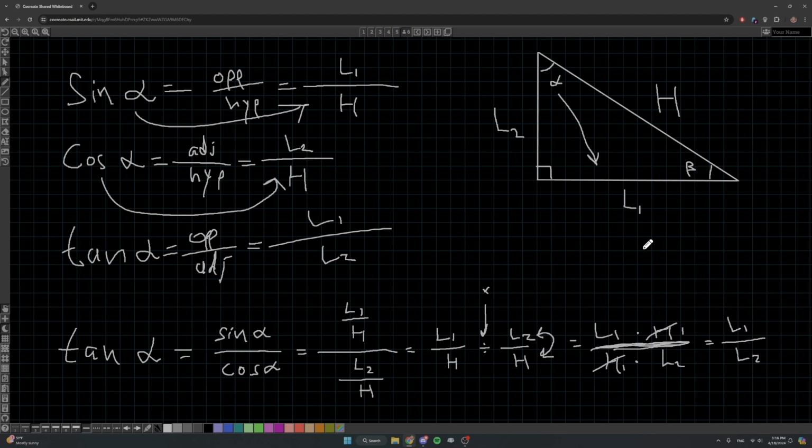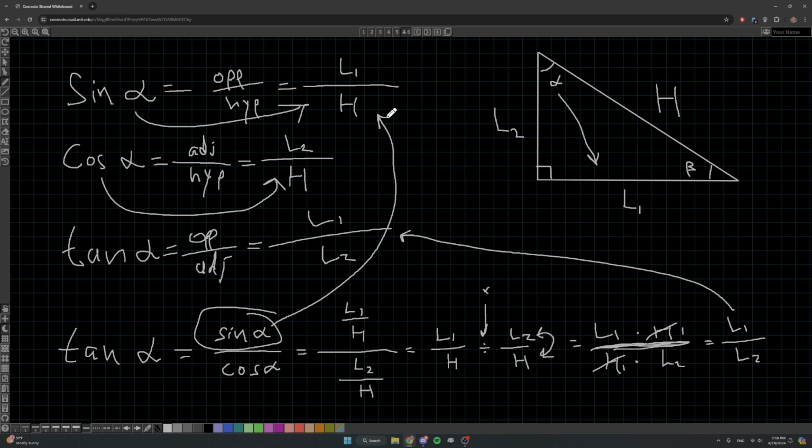So in the case of right triangles, this is very easy to demonstrate. This agrees perfectly with what I've got right here. Opposite over adjacent, L1 over L2. So now I just proved that L1 over L2 is the same thing as sine over cosine. All I did was I replaced sine, I did a substitution with the fraction.